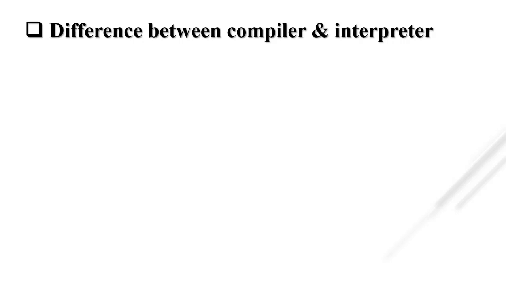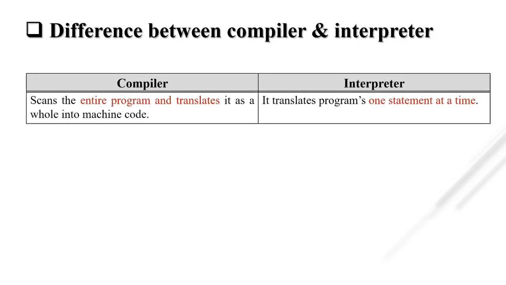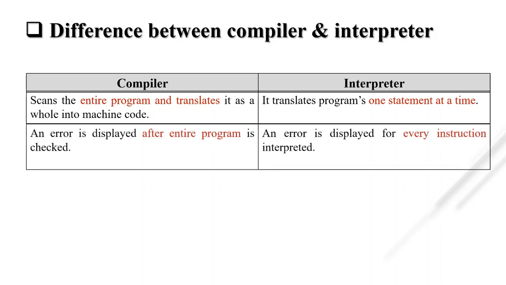Now next, what's the difference between compiler and interpreter? Compiler scans the entire program and translates it as a whole into the machine code, but an interpreter translates one statement at a time. In compiler, error is displayed after the entire program is checked. But in interpreter, after each line is checked, the error will be displayed to the user.